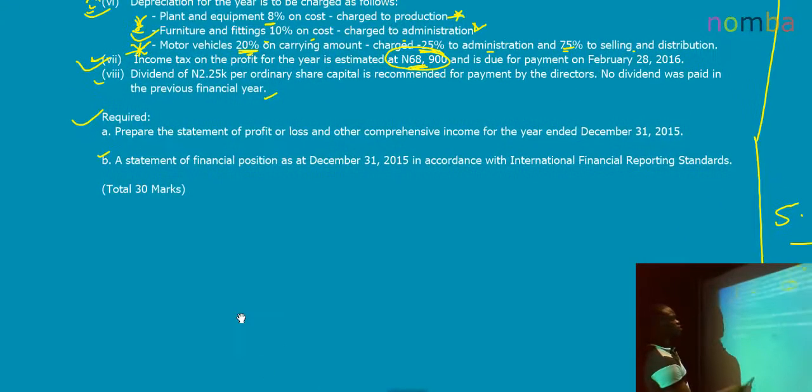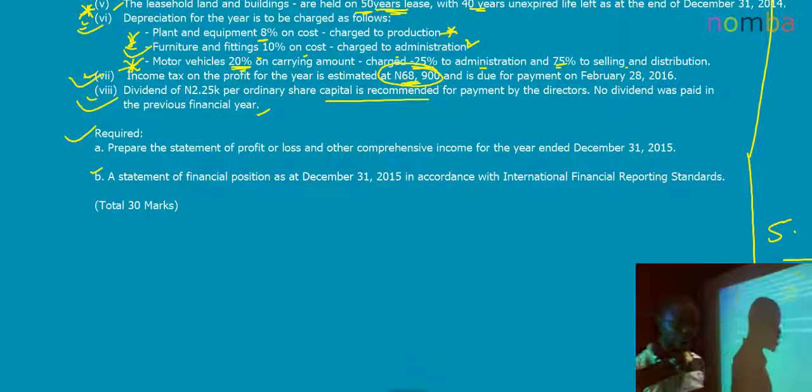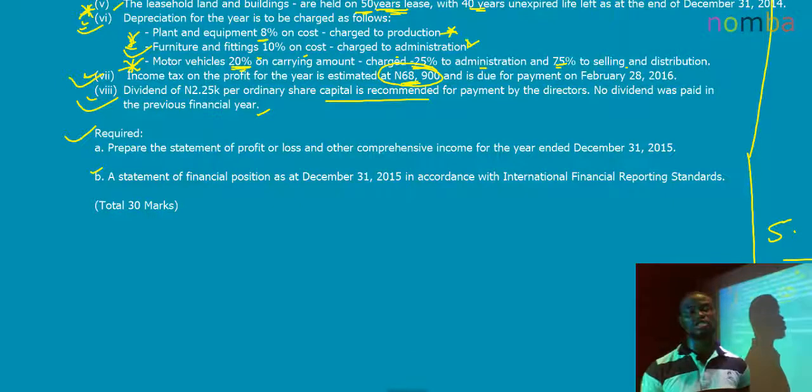Now, having determined that, the last note was that a dividend of 2 naira 25 kobo per ordinary share is recommended for payment by directors, and no dividend was paid in the financial year. So we cannot recognize it because this is just a proposed dividend. If a dividend is declared, it has to be declared before it is recognized in the financials, and it will be recognized in the statement of changes in equity, which will have its effect on the retained earnings.